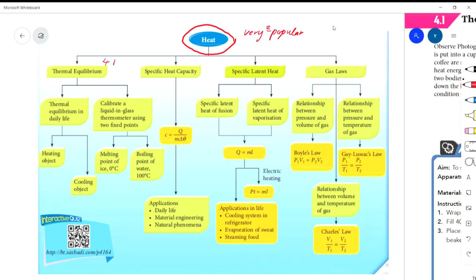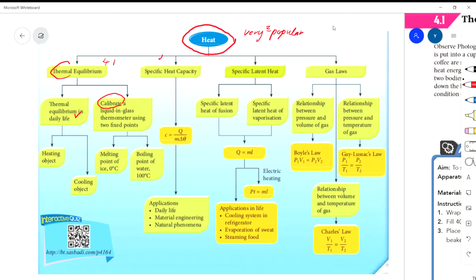Thermal equilibrium is divided into two parts: thermal equilibrium in daily life, and then how to calibrate, menentu ukurkan. First thing, what is thermal? Thermal means haba. Equilibrium means keseimbangan. Let's say you find an unscaled thermometer, so how to use it?